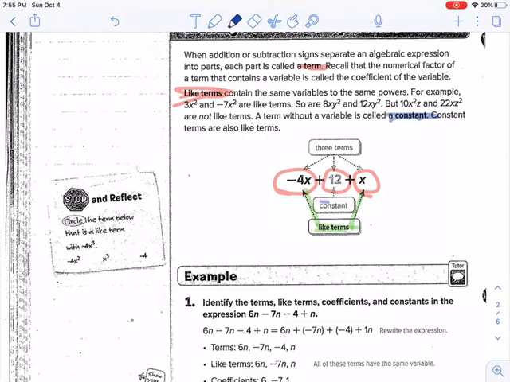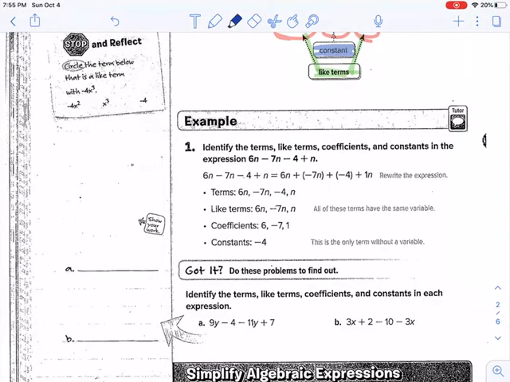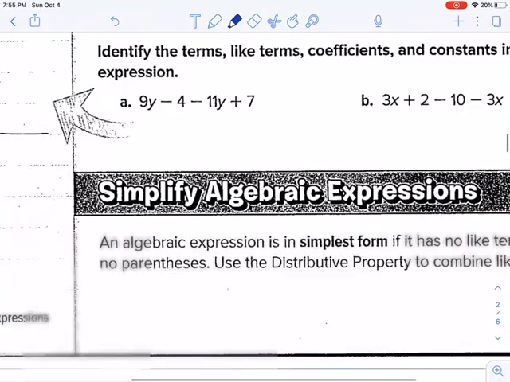And then another vocab word is your constant. Your constant is the number that doesn't change. So that's your 12. 12 is 12. It's not going to change. Constants can also be like terms if you'd have more than one. All right, so in the first examples here, you are just identifying what each one are.